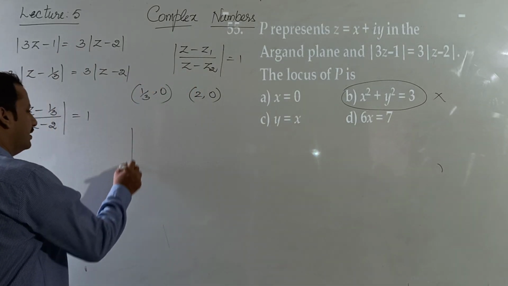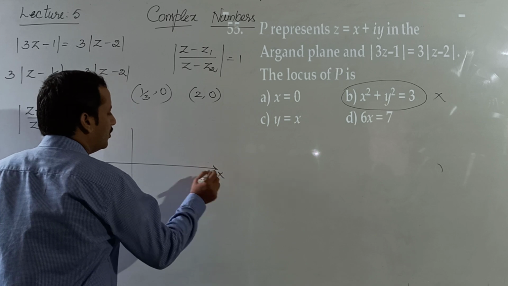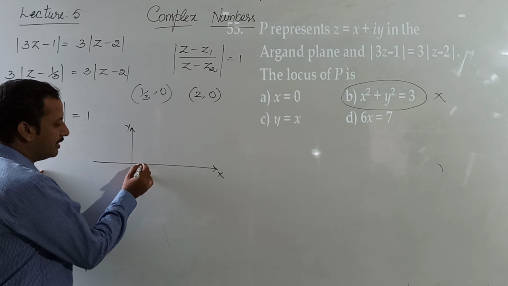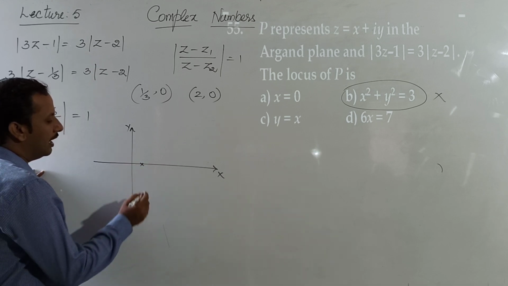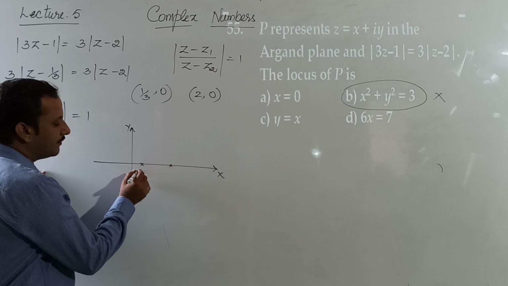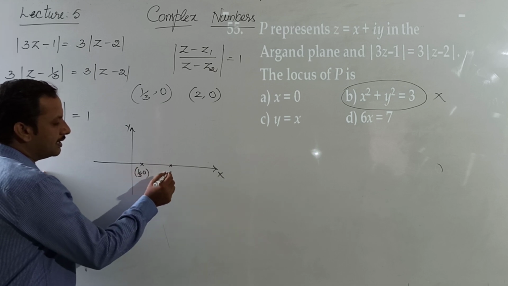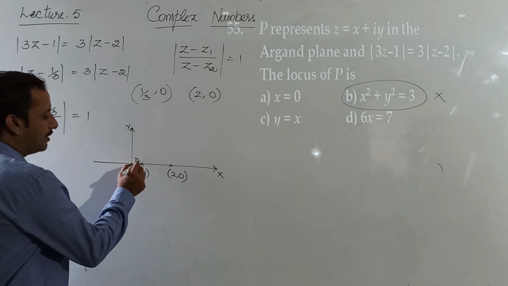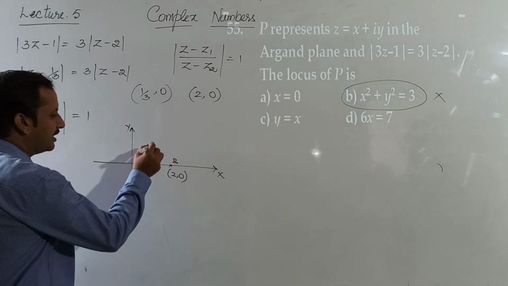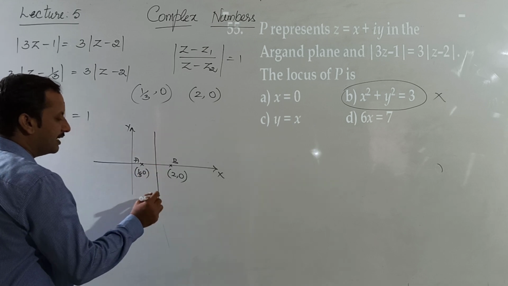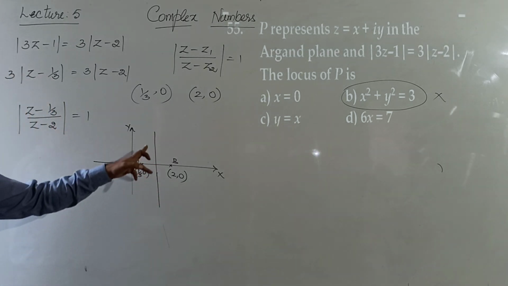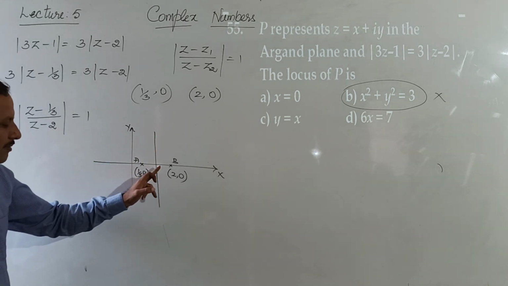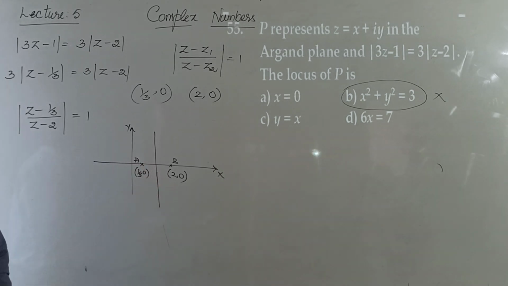Okay, now you observe. One point is 1 by 3 comma 0. So 1 by 3 comma 0 means somewhere here. And 2 comma 0 is here. Okay. One point is here and another point is here. Then I want the perpendicular bisector of AB. That perpendicular bisector will be here. Okay. Which means this is the perpendicular bisector. It is perpendicular to AB and it passes through the midpoint of AB.